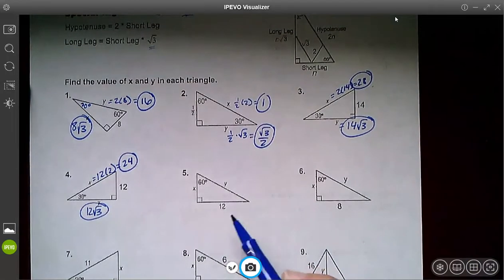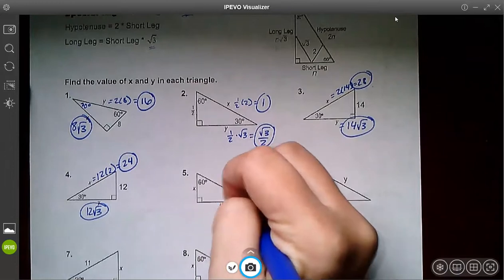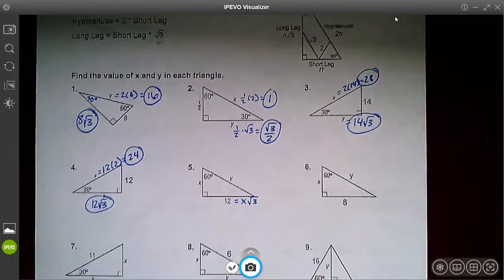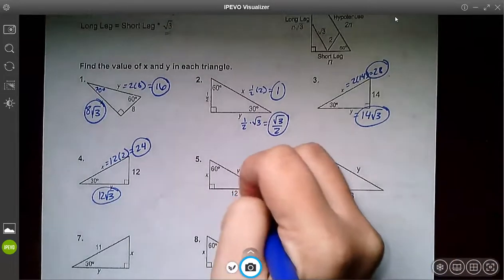Now, when you're given your long leg, it's the second easiest way to do it. So your long, oh no, just kidding. That's when you're given your hypotenuse. Your long leg is going to be your short leg times the square root of 3. So we can say that this 12 equals our x. Now to find our x value, we have to divide by that square root of 3.